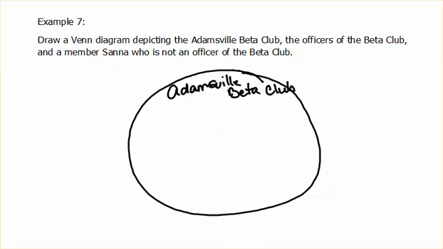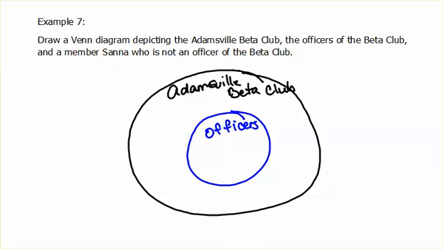All right, now of those members of the Beta Club, we would have officers. So all of the officers would be inside that greater circle. So these would be the officers. Now you could have drawn it a little bit bigger, a little bit smaller, whatever you wanted to, as long as it was completely inside the circle for Adamsville Beta Club.